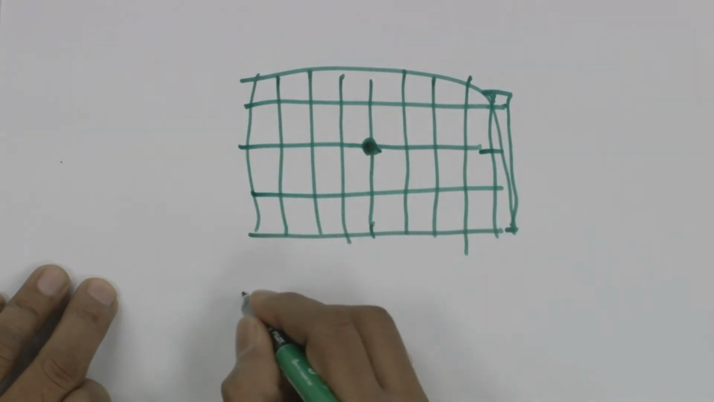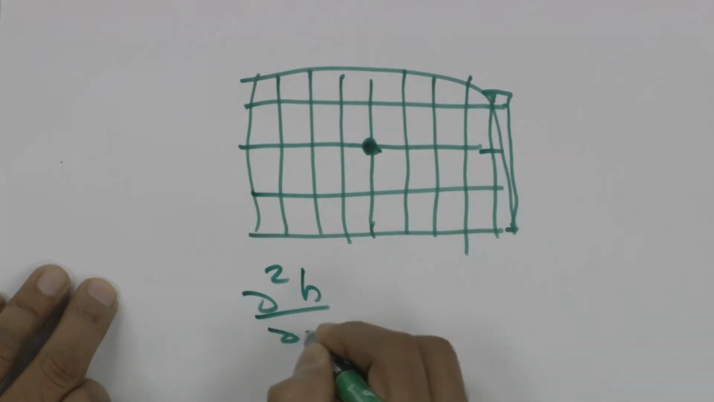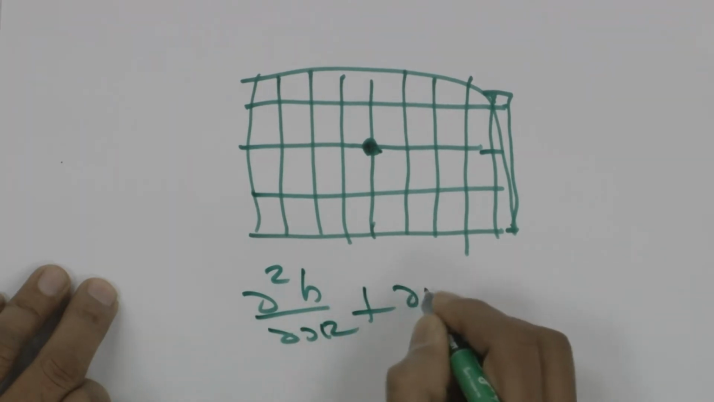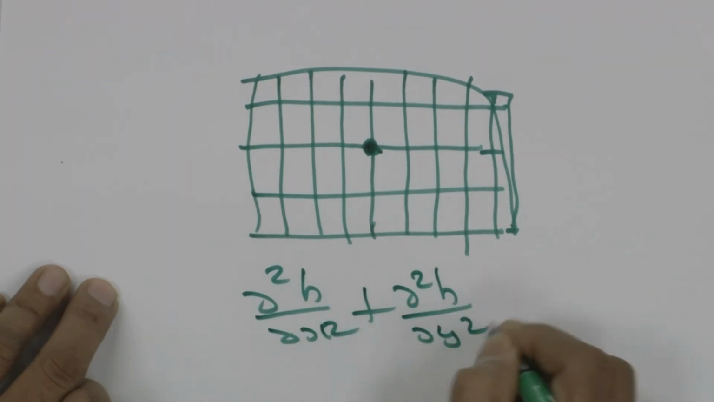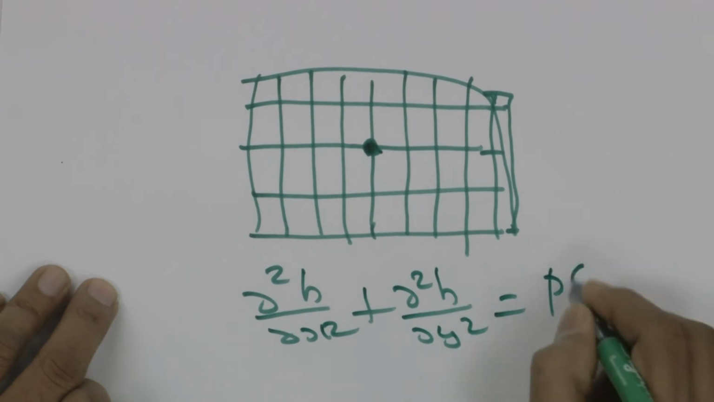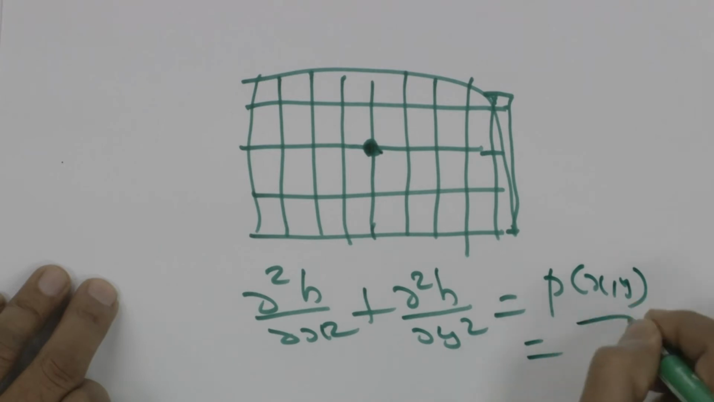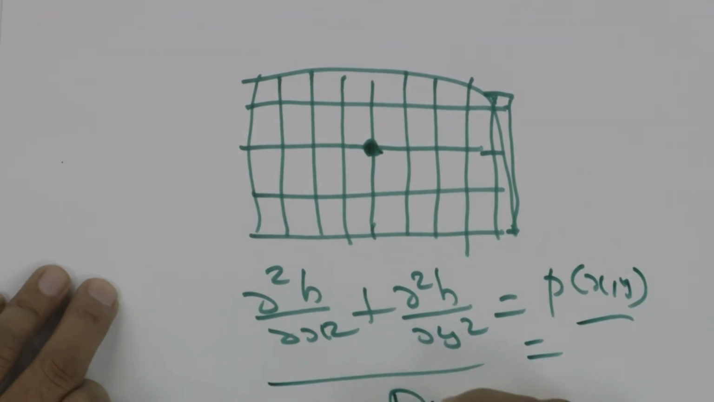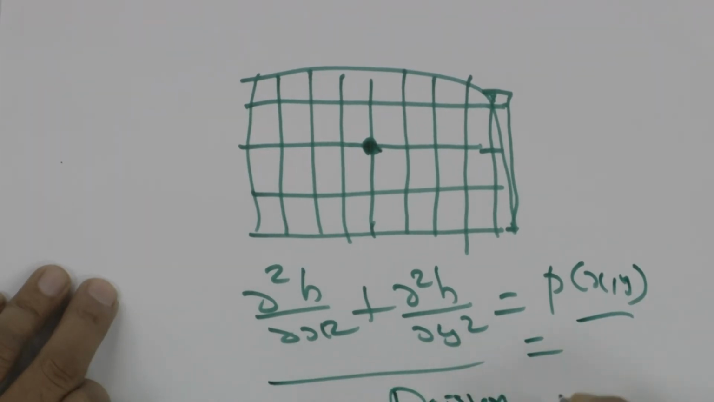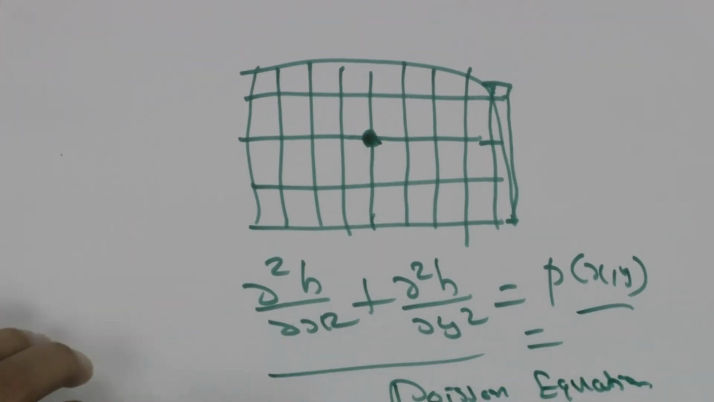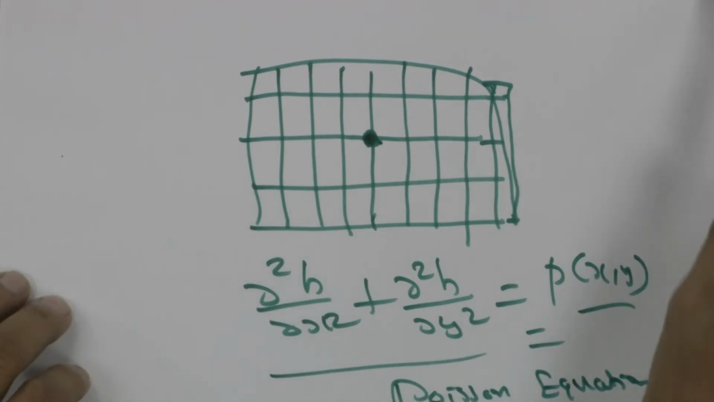Let us say, for example, del square h by del x square plus del square h by del y square is equal to the pumping rate p x y, or a constant. So, this is now the Poisson equation. Like this we can use the Poisson equation for the solution of many problems, as already discussed.